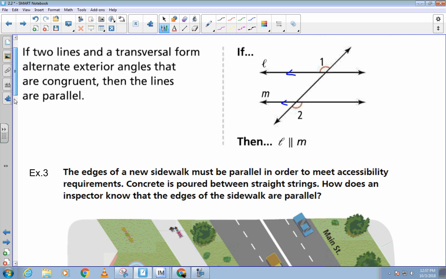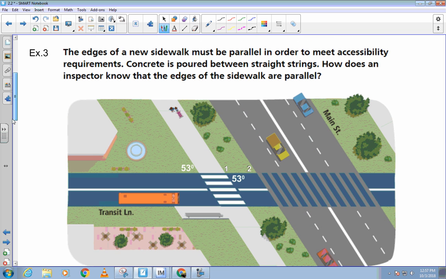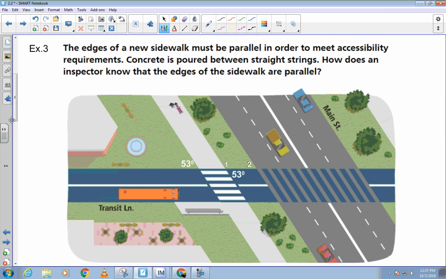Alright, so looking at this, it's called model now. The edges of a new sidewalk must be parallel in order to meet accessibility requirements. Concrete is poured between the straight forms. How does the inspector know that the edges of the sidewalk are parallel? Okay, so here are the edges of my sidewalk. I can't draw very straight lines, right? Okay, and this right here is the edge of one of the streets. Okay, how would the inspector know with this information that these lines are parallel?